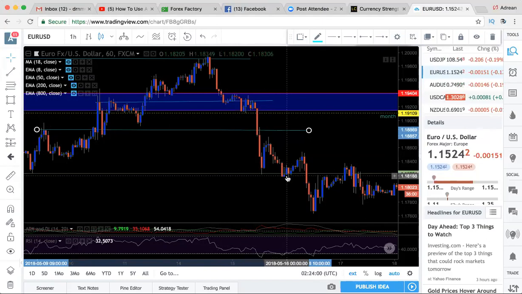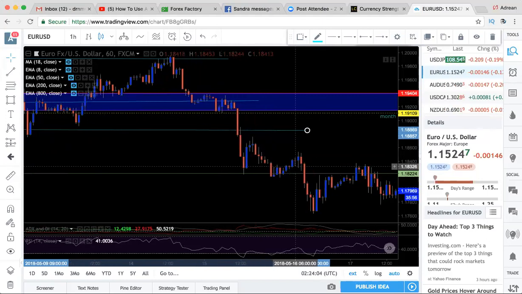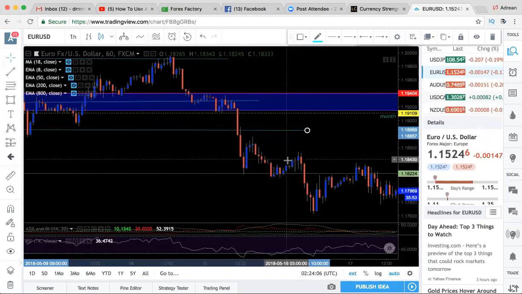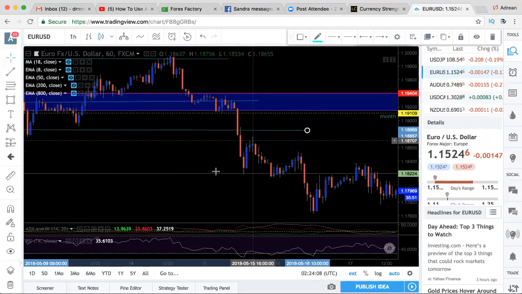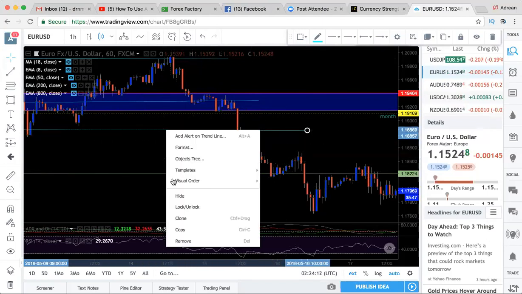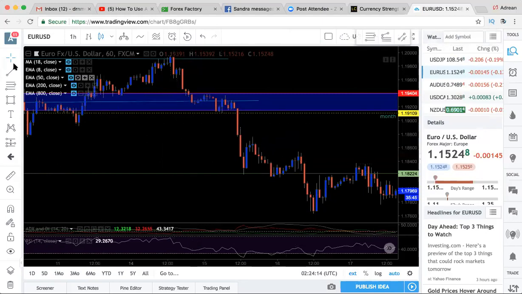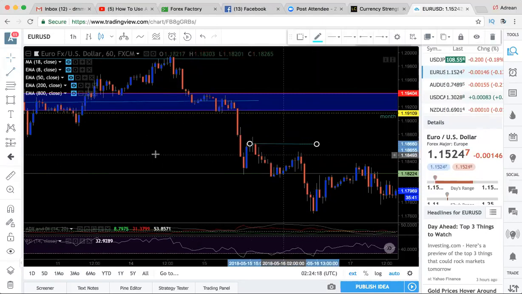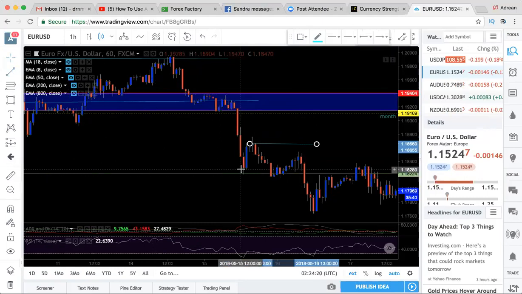Now, sometimes it won't be perfect. It won't be textbook like this. This was not perfect. So you would have jumped in and drawn this line up. Say, for instance, let's say this line didn't exist. You would have drawn this up. You would have said, okay, this is my high point. Okay, this is my low point.